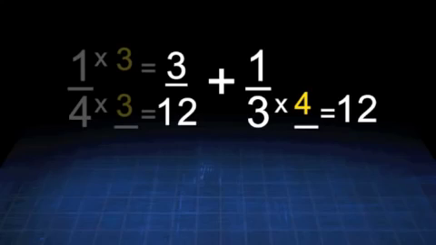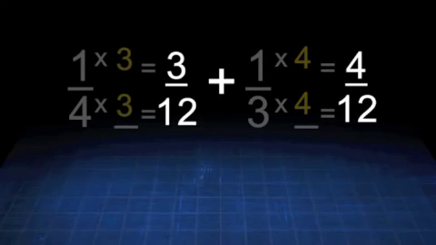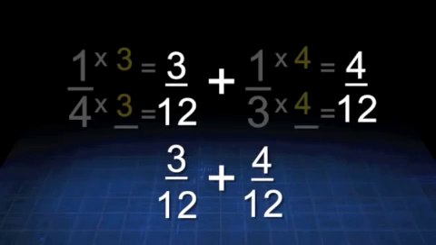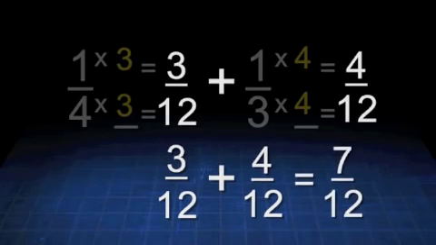Now we have to change 1/3 into twelfths. 3 times 4 equals 12. Because we multiplied the denominator by 4, we have to multiply the numerator by the same number. 1 times 4 equals 4. 1/3 is now 4/12. The math problem now turns into 3/12 plus 4/12. Because the denominators are the same, we can add the numerators and get the sum of 7/12.